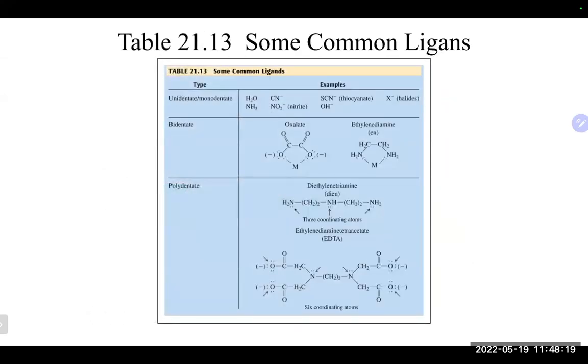Here's a table, and you have a similar table in your book as well, of some common ligands. Water, ammonia, cyanide, nitrite, thiocyanates, hydroxide, and all the halogens are very common monodentate ones. Here are the 2 that we talked about as our bidentate ones, oxalate and ethylenediamine.